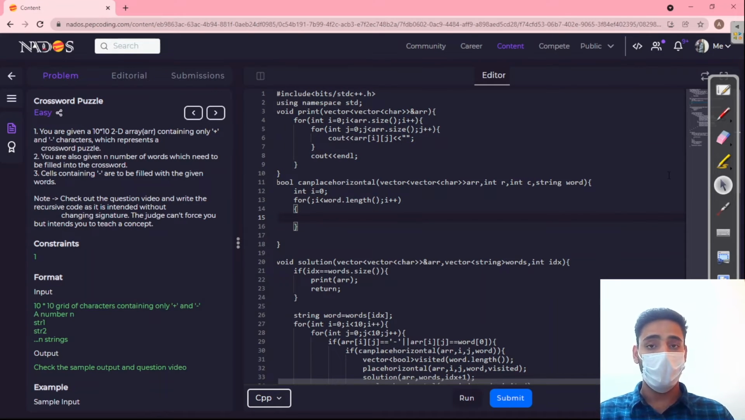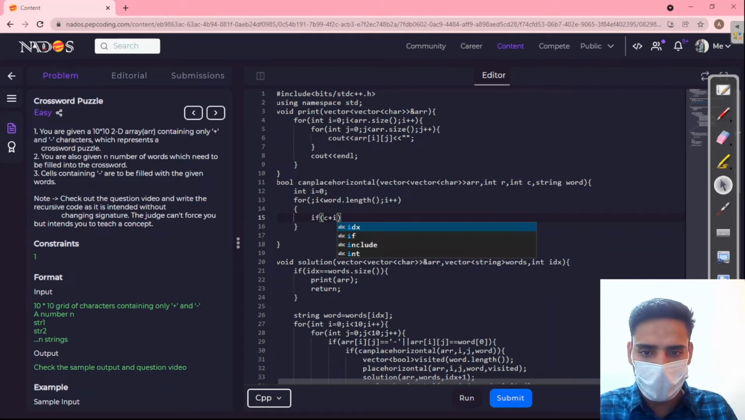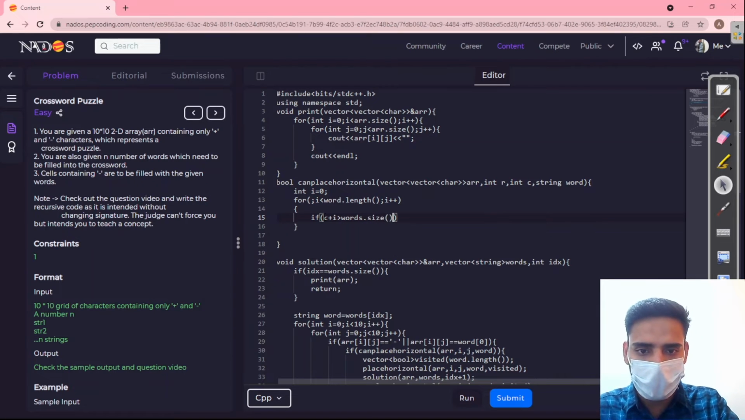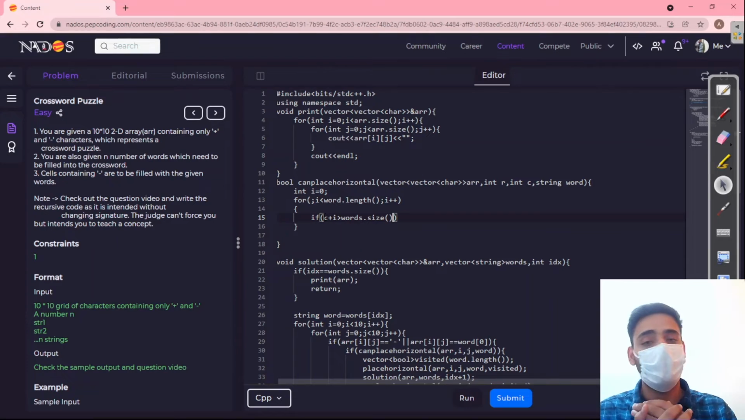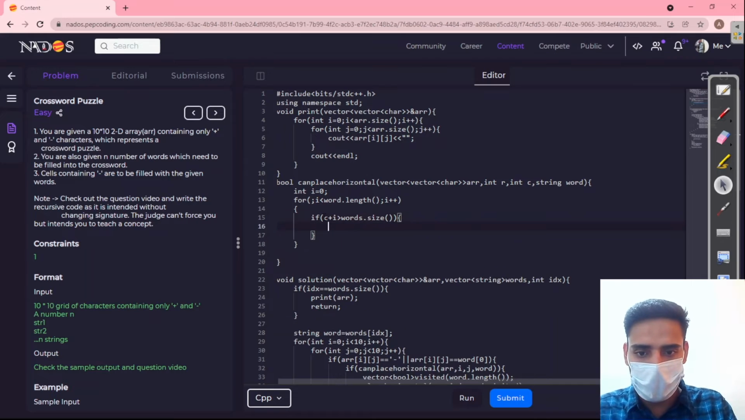Okay, so first of all, what we have to do is check that our word which we are placing is not going out of the array, right? So if, what we can say, we have to check horizontally, right? C plus i is greater than the words dot size, right? So if we are placing and we got out of the box, it means it is not placeable. We can't place this word, right? So we will simply return false from here.